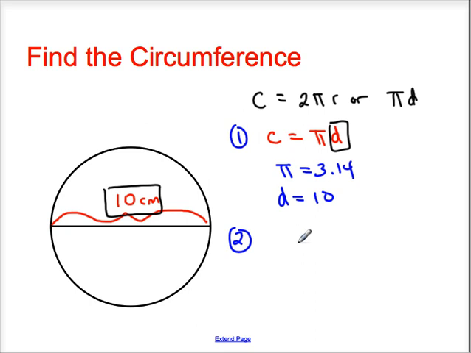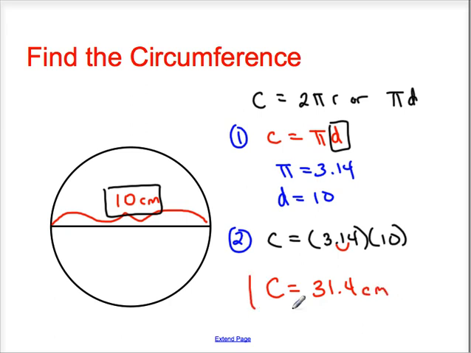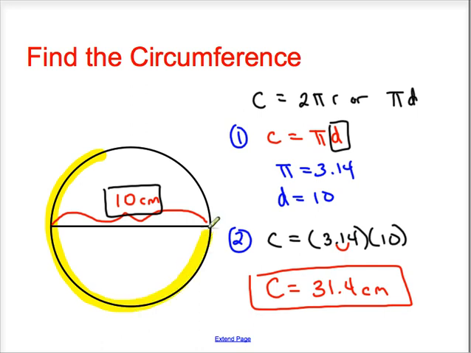Second step, let's substitute in. So C equals 3.14 times 10. And multiplying by a power of 10, you can simply move your decimal over 1 time to the right. So C equals 31.4 centimeters. So the distance around my circle, the circumference, similar to the perimeter, is going to equal 31.4 centimeters.